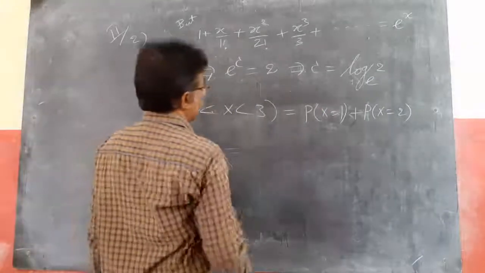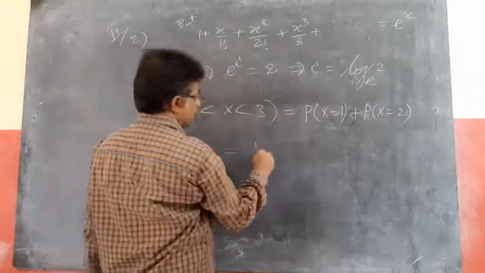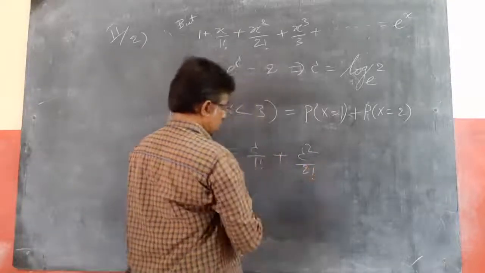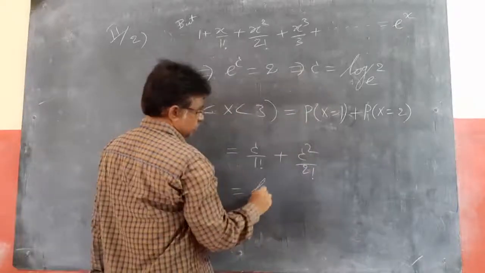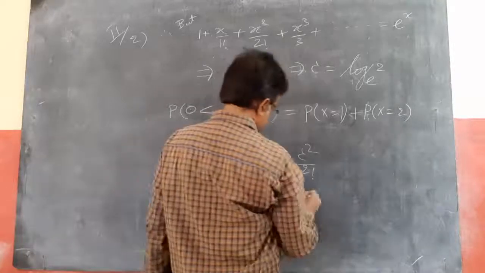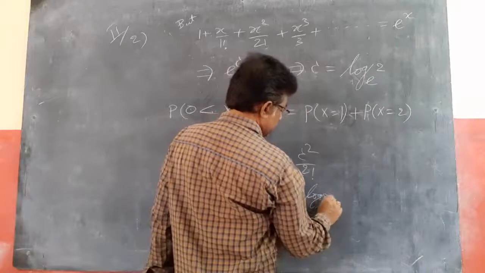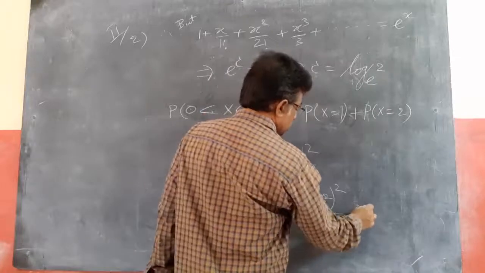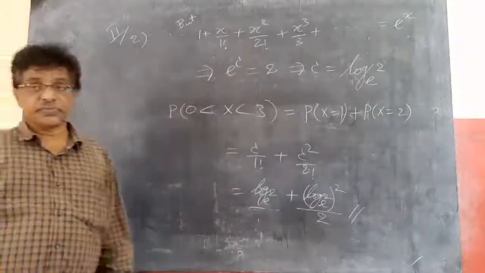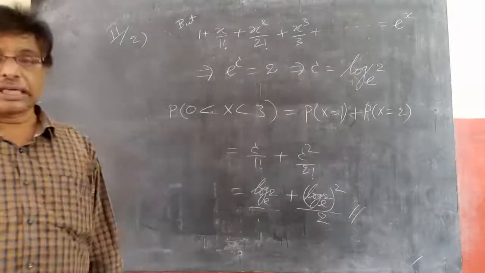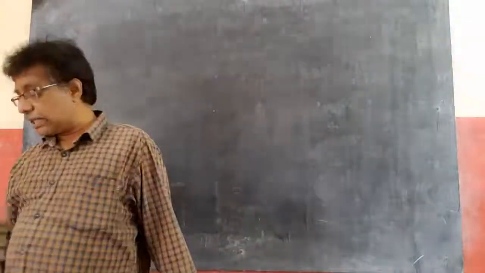Now, P of x equal to 1 means c by 1 factorial, plus P of x equal to 2 means c square by 2 factorial. Now c we got as log 2 base e. So log 2 base e by 1 factorial is 1 only, no need to write, plus log 2 base e whole square by 2 factorial is 2. So this is the final result. These are very, very important 7 markers. Prepare well. Now we will go for the first one and second one, least important, that is all that is left.